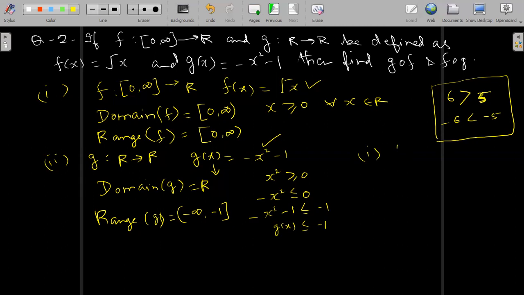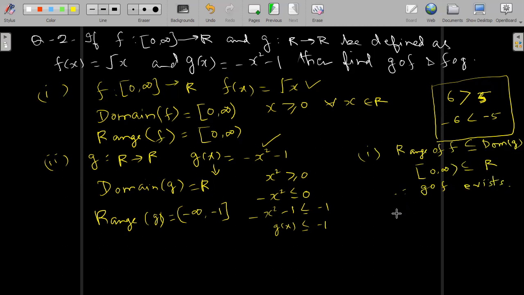So range of f, we have to check whether the range of f is a subset of the domain of g or not. What is the range of f? Range of f is 0 to infinity. And what is the domain of g? It is the set of real numbers. Yes, it is a subset. Therefore, g o f exists.